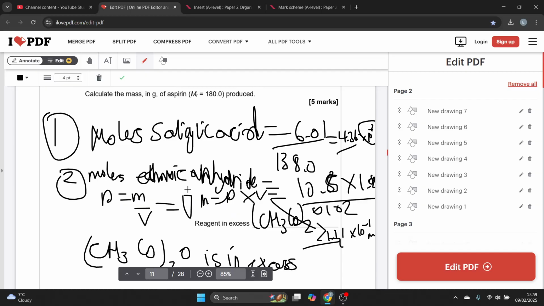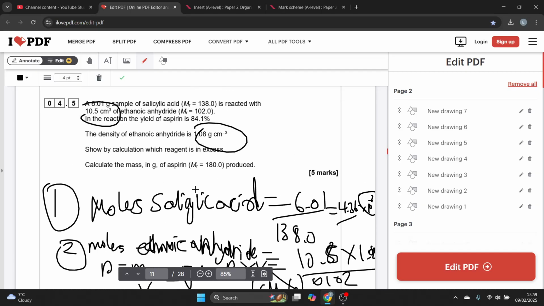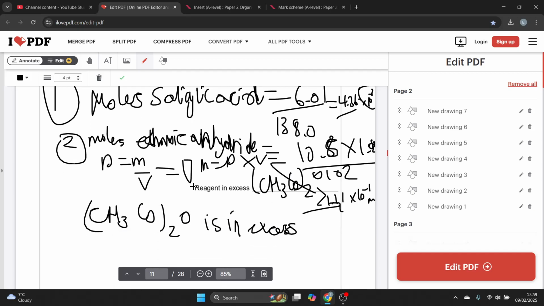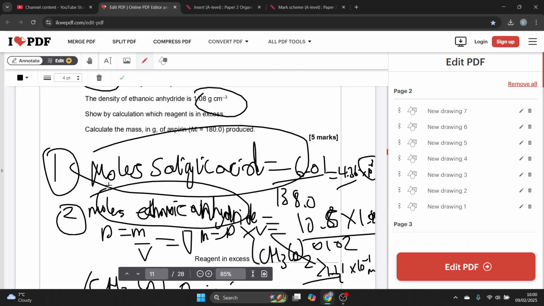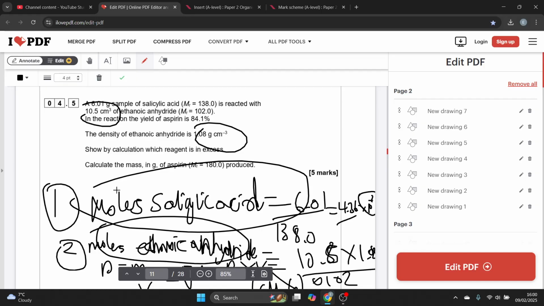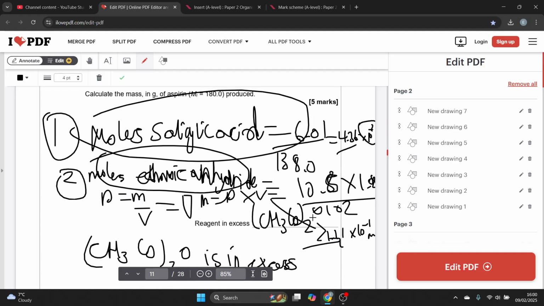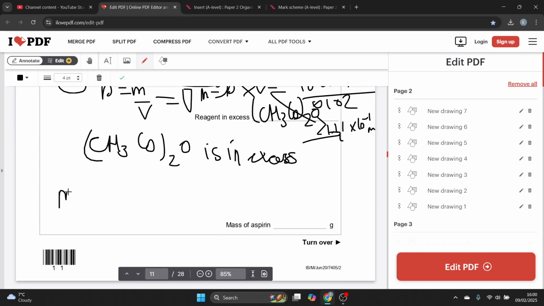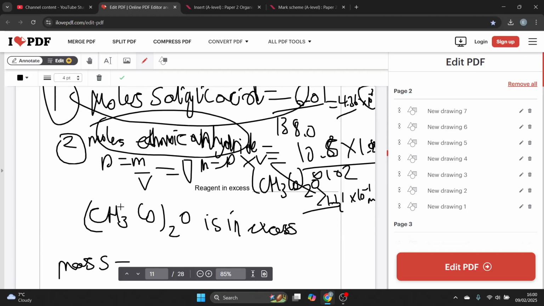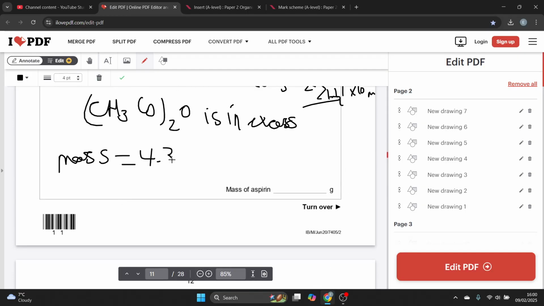But then to find out the mass of aspirin produced, moles is mass over Mr. Mass is going to be the moles. Which moles though? Is it the moles of salicylic acid or is it the moles of ethanoic anhydride? That again will probably trick a lot of students out. But the idea is that the ethanoic anhydride is the one in excess, so I don't care about that then. I'm going to be using the one that's not in excess. So therefore the mass is going to be the moles, which is 4.36 times by 10 to the power minus 2, the one not in excess, the moles of salicylic acid, times by 180.